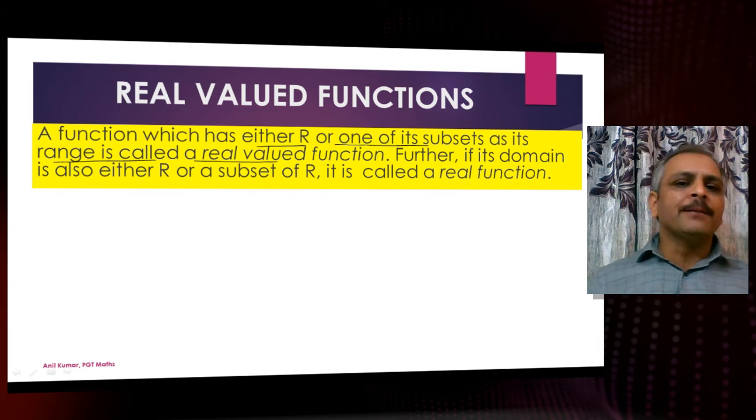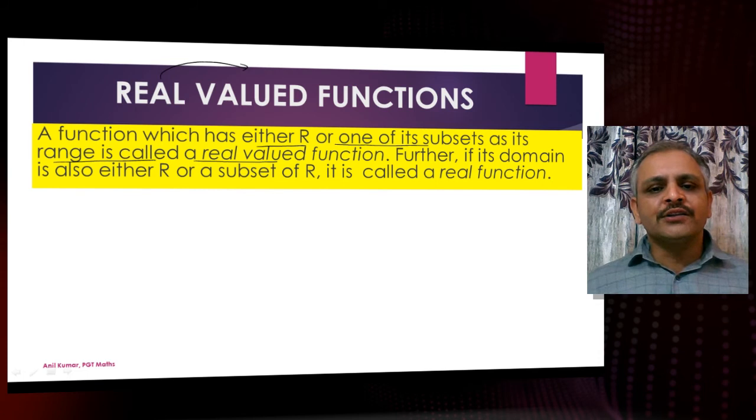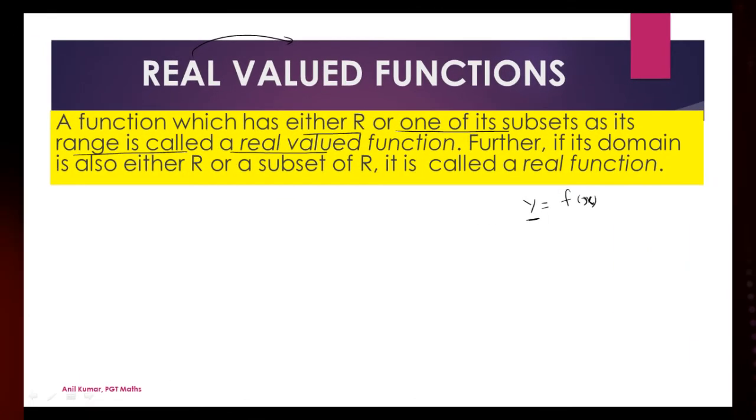So real value means the value must be a real number. A function we usually write like this: y is equal to f(x). So this x is our input and y is the output, that is our value. So our value must be a real number. If y is a real number, then it is said to be a real valued function. Further, if its domain is also real numbers, then it is said to be a real function. That means if its domain and range both are real numbers, then it is a real function. And if we only restrict the range, then it is said to be a real valued function.